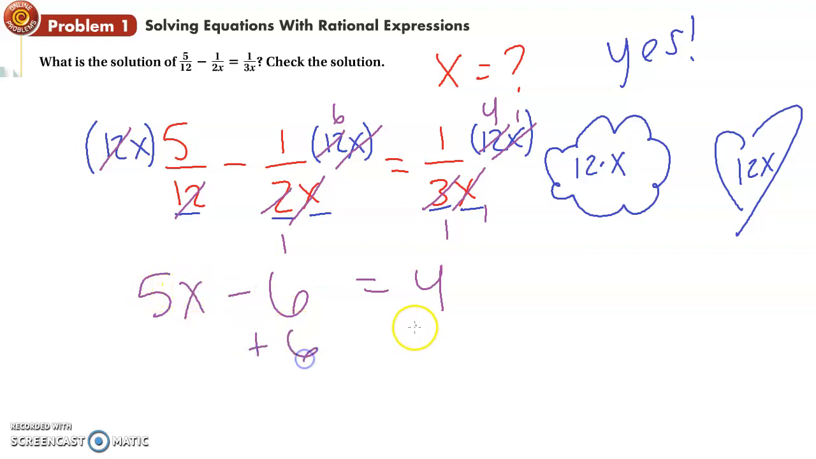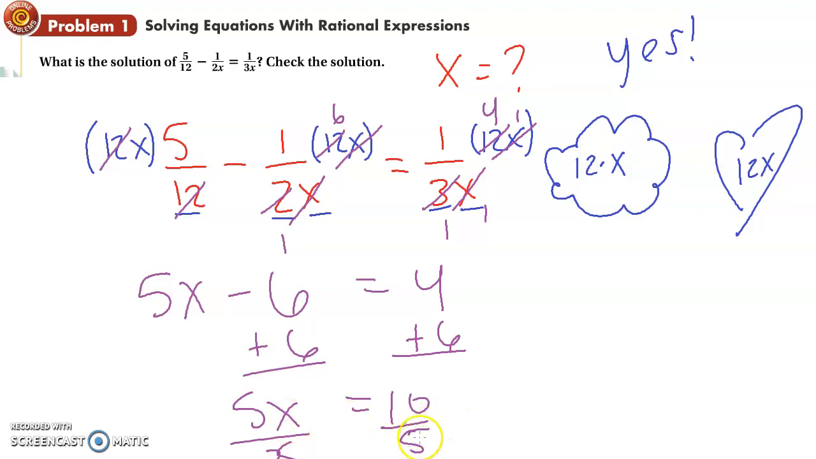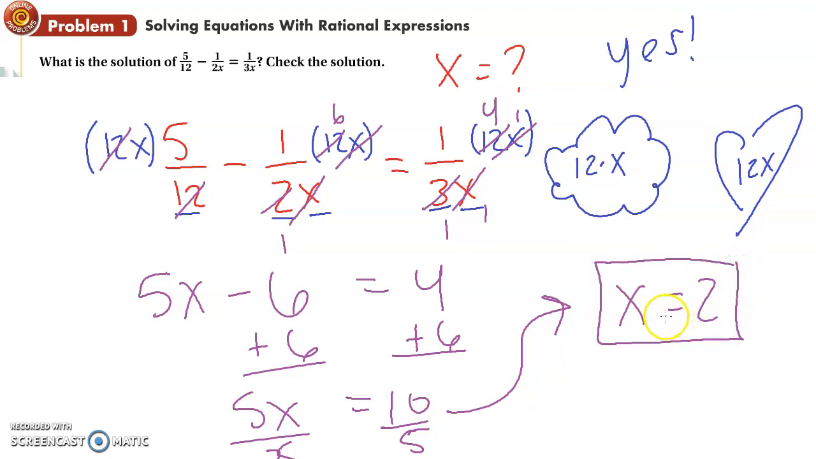I would add 6 on both sides. 5x equals 10. But then I divide both sides by 5. x equals 2. All right, I end up with an answer, x equals 2. And that would be my answer. x is equal to 2.